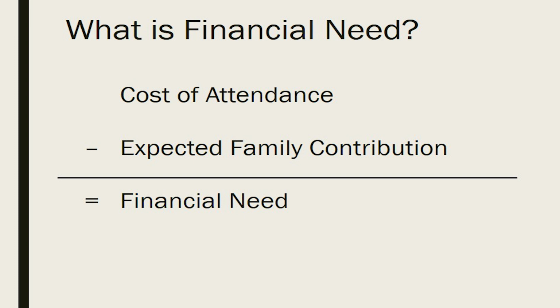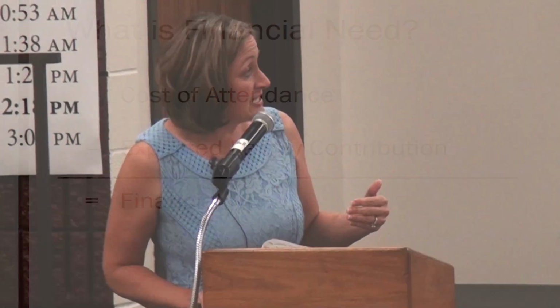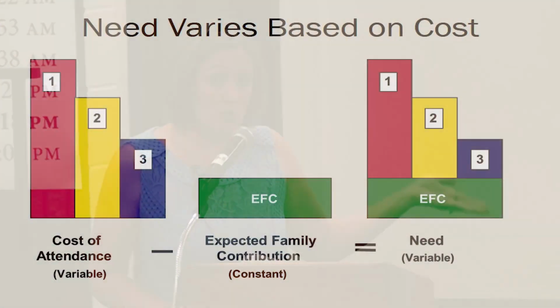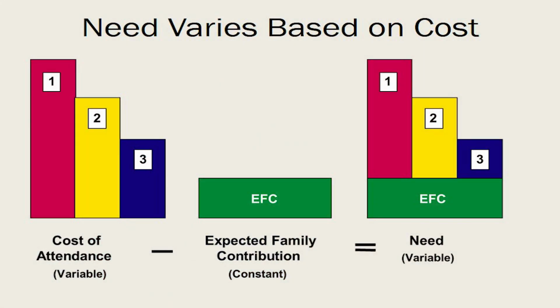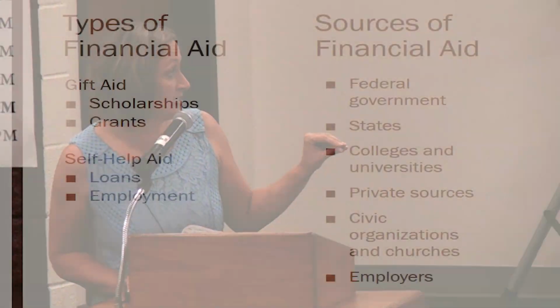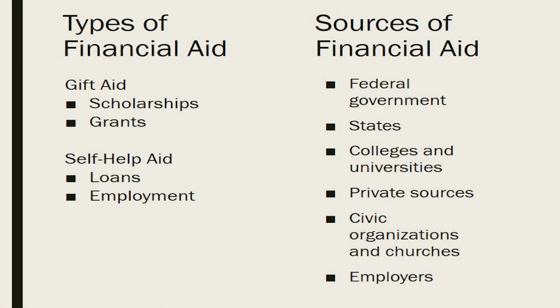And so you can see that if, for instance, in number 1, you were going to a more high-cost school, the expected family contribution is going to stay the same and your need is going to be higher than if you went to a lower-cost school, number 3, where your expected family contribution is the same, and now you don't have to necessarily come up with as much to make up the difference between what it's going to cost for that year and how much you're going to need to pay.